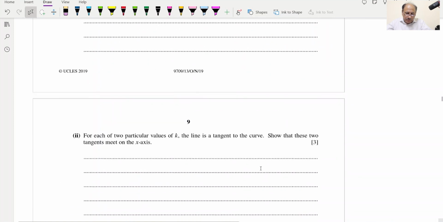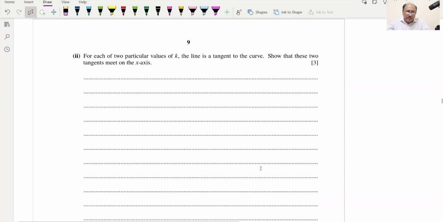Hopefully you understood each and everything. Now the second part says: for each of the two particular values of k, the line is a tangent to the curve. Show that these two tangents meet on the x-axis. This is a 3 marks question.